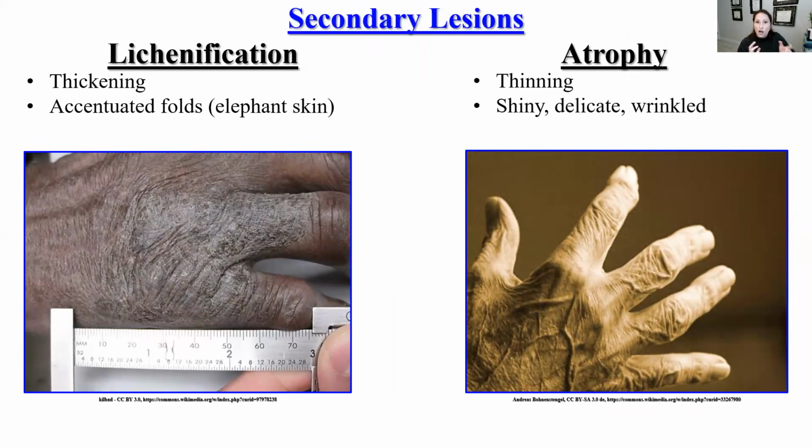Lichenification and atrophy are opposite of each other. Lichenification is a thickening of the skin where you get these accentuated folds, kind of like elephant skin, usually as a result of chronic scratching. Atrophy is a thinning of the skin where the skin becomes very shiny, delicate, and wrinkled. And this can be in response to a normal aging process, or this can be associated with chronic steroid usage.